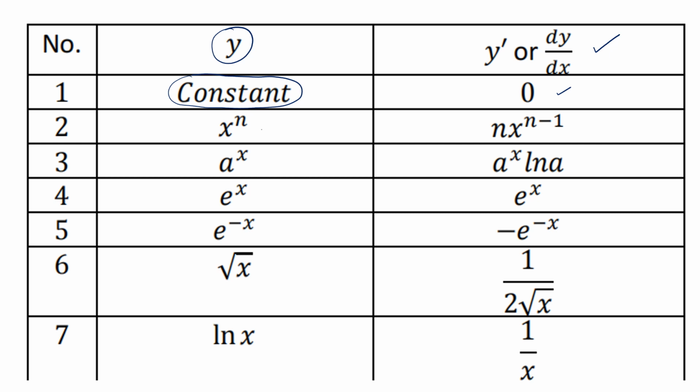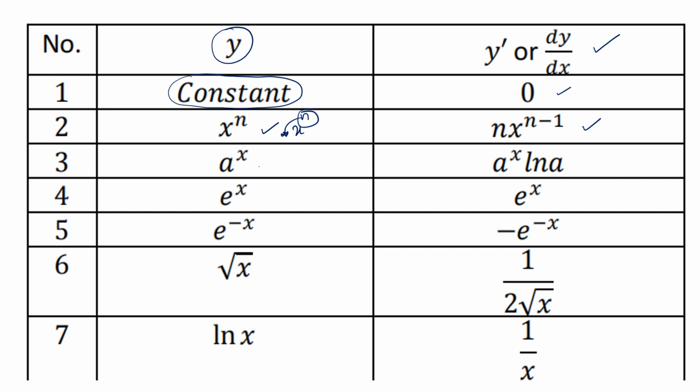Suppose y equal to x power n. What is the derivative here? n times x power n minus 1. So we can easily remember the x power n derivative. This n we have to write here, and in the power I am taking minus 1. So n times x power n minus 1. Here x is the variable, n is the number.